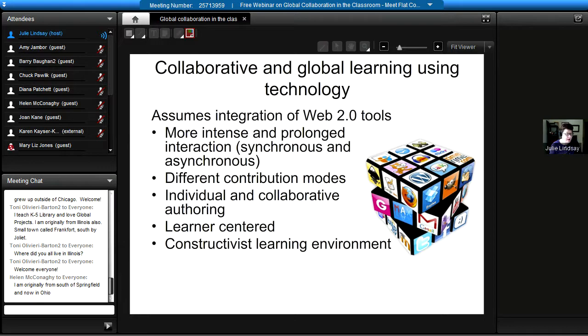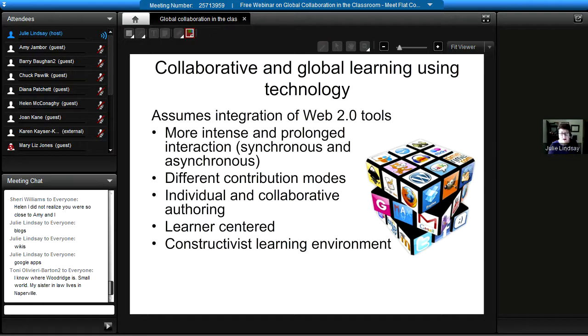So technology, of course, the global learning and collaborative learning that takes place using technology, we are assuming some integration of Web 2.0 tools. Now, these are the tools, of course, that allow us not just to read but to write. They've been around for 10 years, and they do really support what we need to do in terms of synchronous and asynchronous communication, being able to contribute in different ways, allowing for a learner-centered environment, and basically a constructivist learning environment. So the Web 2.0 tools, and of course, if we start to think about this, we're talking about blogs, we're talking about wikis, we're talking about Google Apps in many respects.